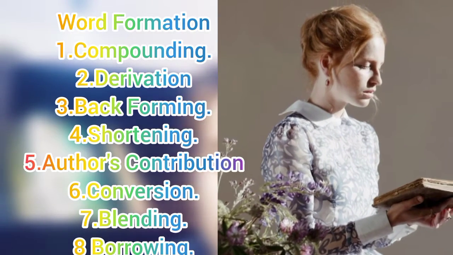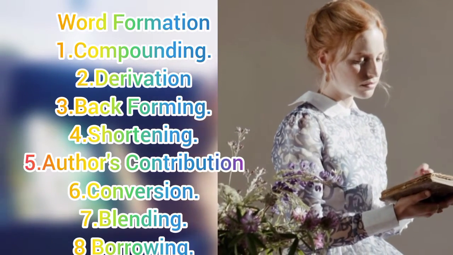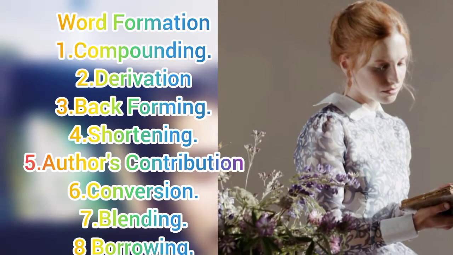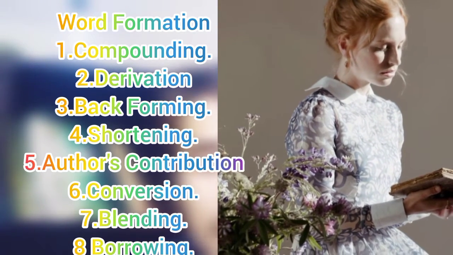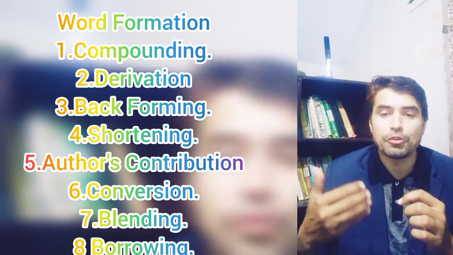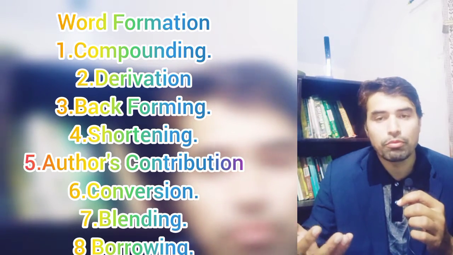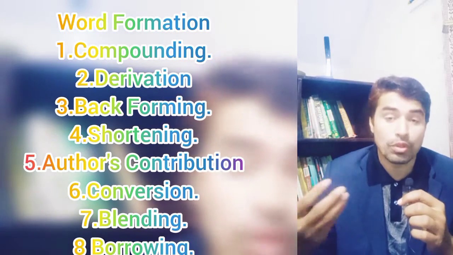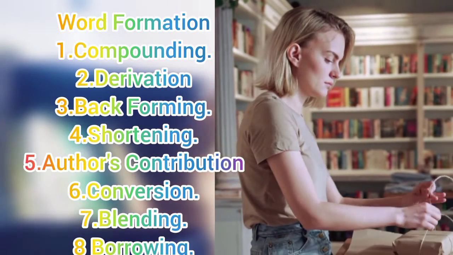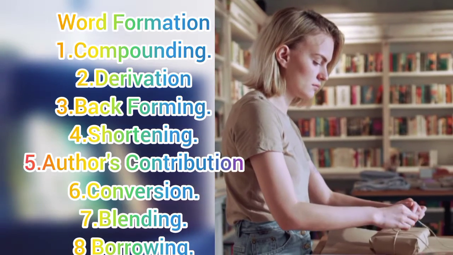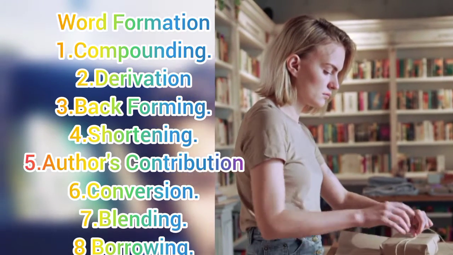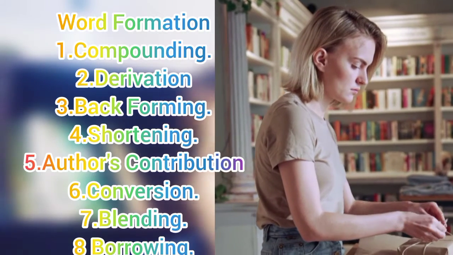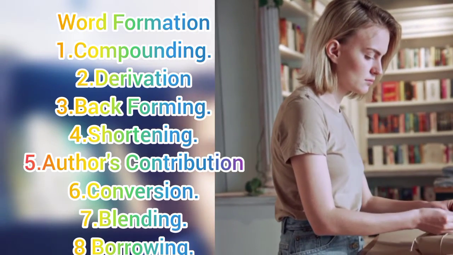By shortening, we can have a new word like math, which has been taken from the complete word mathematics, but we have shortened it into the form of math. Like refrigerator, we have the new word fridge. This way we can shorten words to form new words. This approach is known as shortening. And then we have authors' contribution.